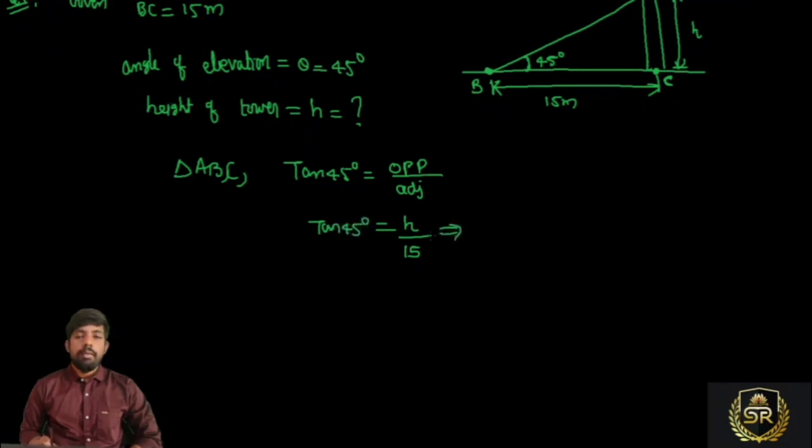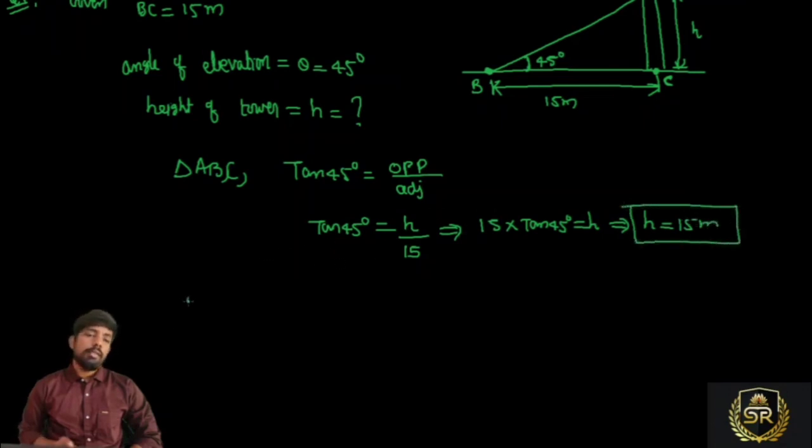From here, 15 sent to the left hand side: 15 into tan 45 is equal to h. Tan 45 is 1, so height is 15 meters. Therefore the height of the tower is 15 meters, not centimeters. That's all. This is the solution.